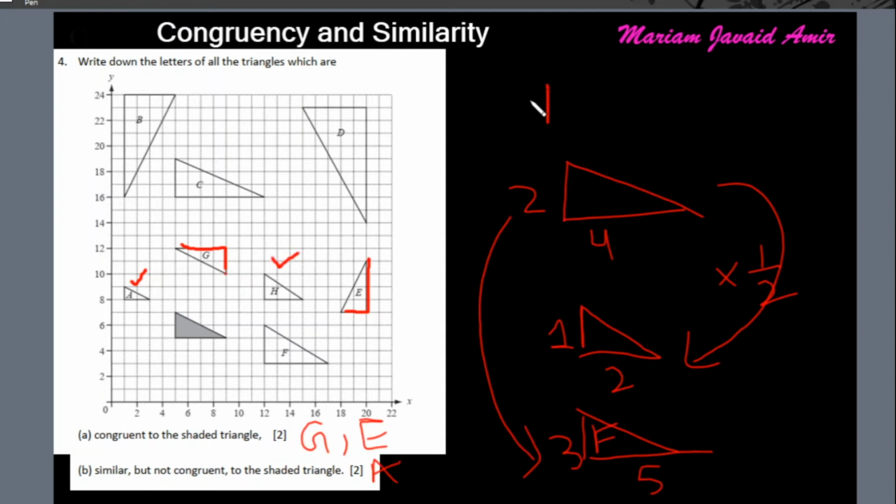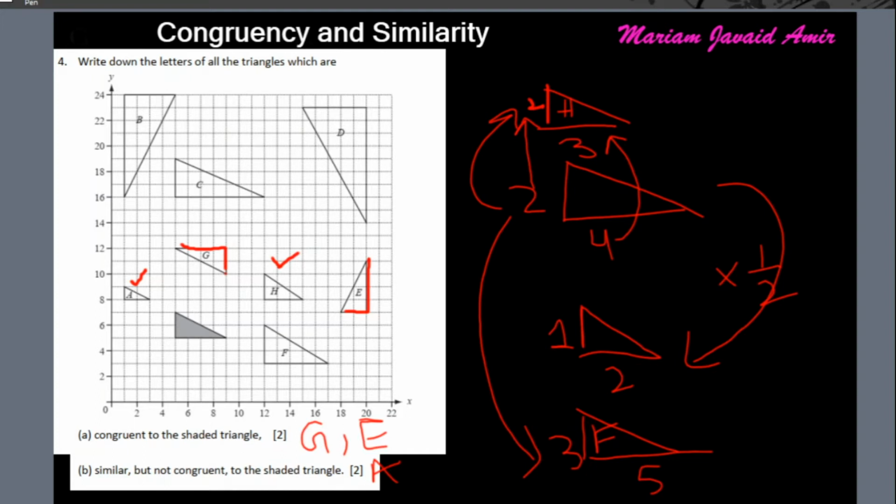H has 2 units here and 3 units here. So can I multiply this with a number to get these? No. When I multiply 2 with 2, I get 4. Here I should have had 4, not 3. But that would have made this congruent, not similar. So even H is not included. Let's try some more lengths.